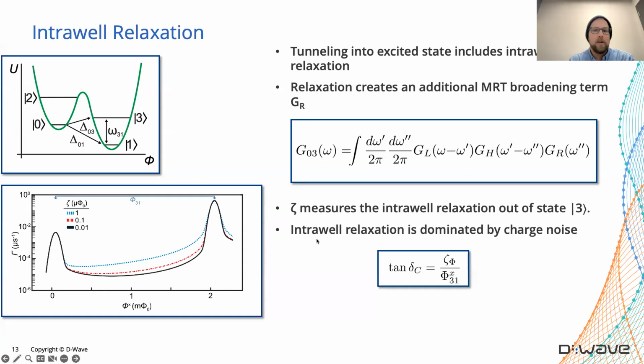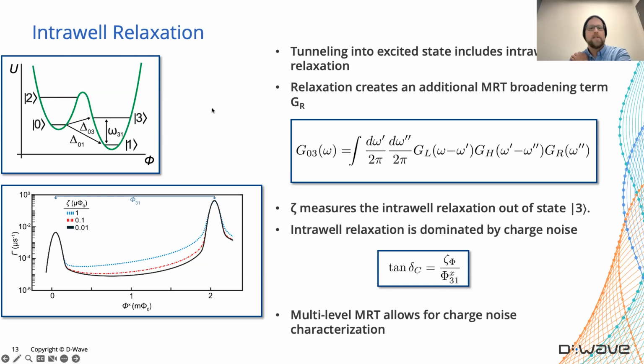Now we've looked numerically at what we would expect this process to be dominated by, and it looks like it's charge noise. So we can actually use this broadening to calculate our dielectric loss tangents. So this is the loss tangent associated with our charge noise relaxation in our qubits. And this is parameterized just by this value of the broadening divided by this peak spacing, if we assume that we have a harmonic oscillator. We use this harmonic oscillator approximation for the well. And so what this allows us to do is use what we call multi-level MRT: not just tunneling into the ground state, but also into this higher state to characterize the amount of charge noise that our qubits are seeing.